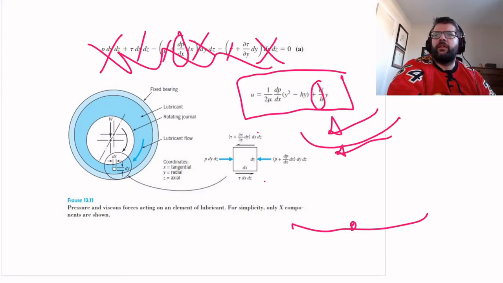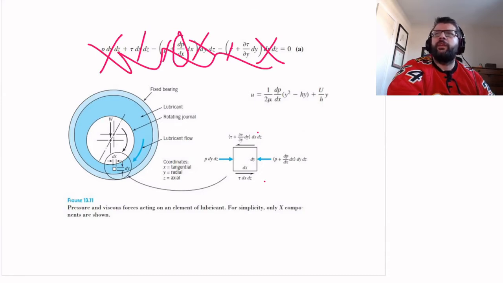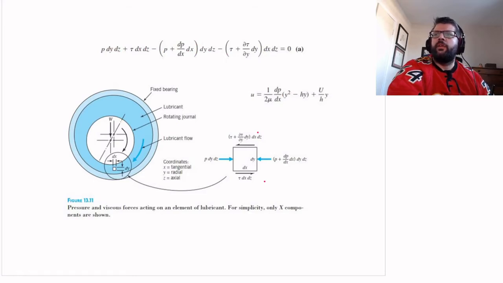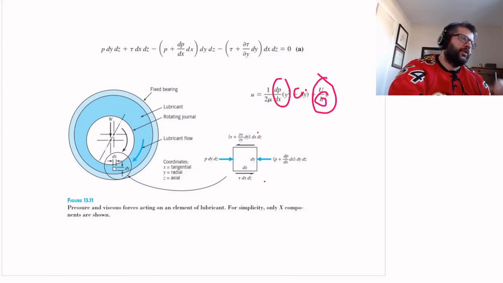So once there, you can basically solve for the flow rate, or the velocity, basically, the velocity at any particular point in the height as a function of the velocity of the journal at that point, the gap, and gap comes up there too, and the pressure gradient.